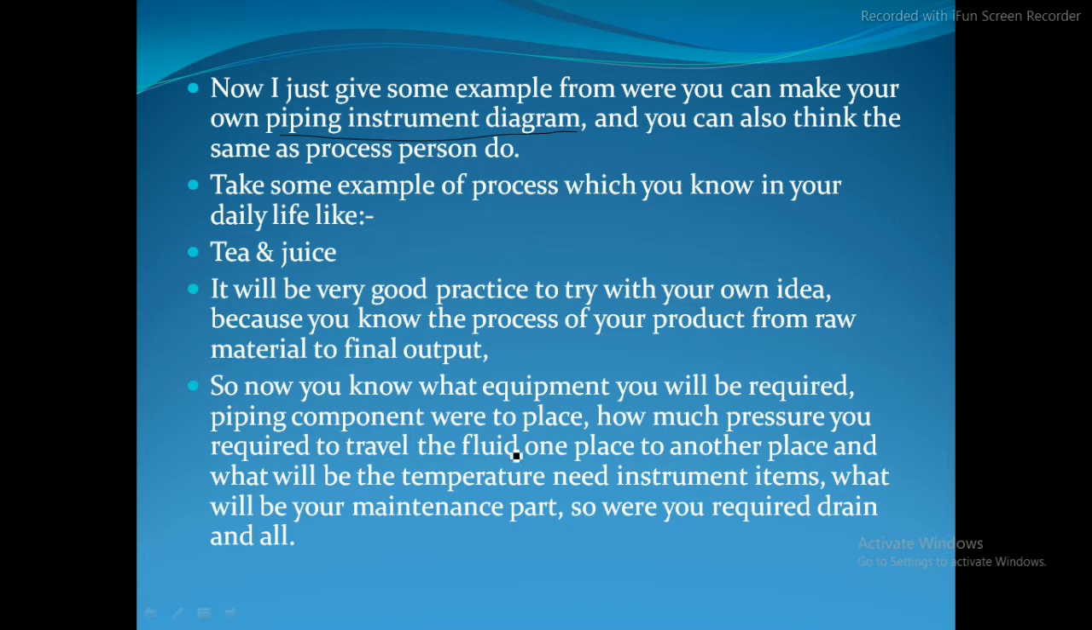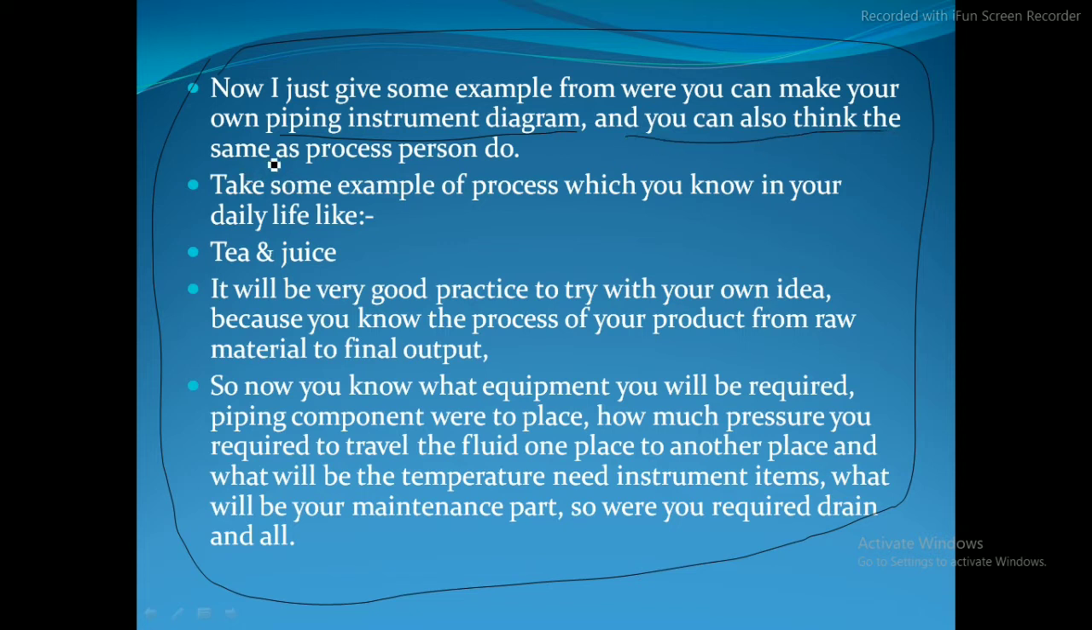So I am taking this example to help you understand what the process persons think, and why they use the piping components, instrument items and special items. I just want to explain one of these examples. You can also think the same as a process person does when they make a P&ID. The same thing you can also understand.